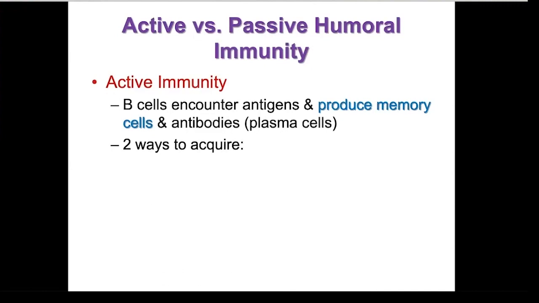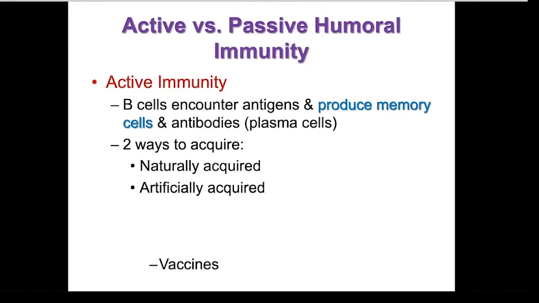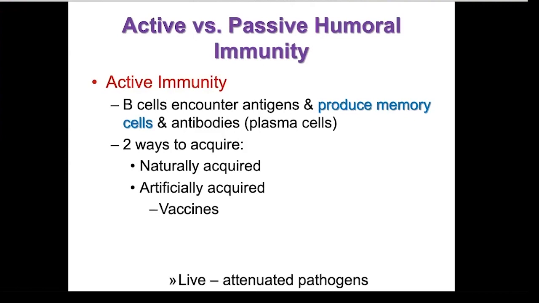There are two ways to acquire active immunity: naturally, which means that you get infected with the antigen, so you get sick, and in the process, you are going to produce the memory cells. Artificially acquired active immunity involves vaccines. There are three types of vaccines.